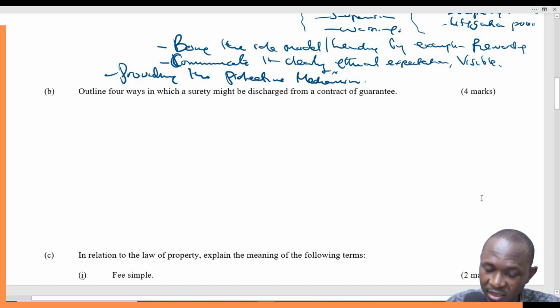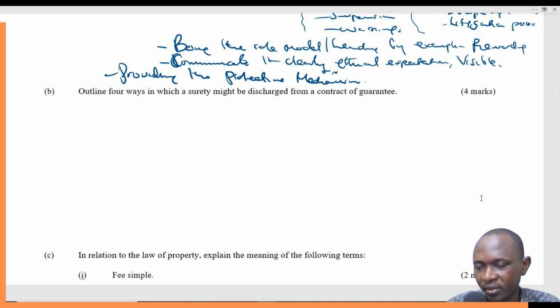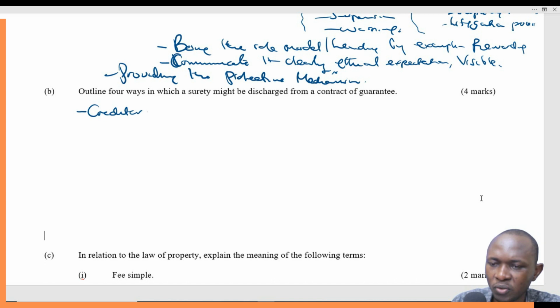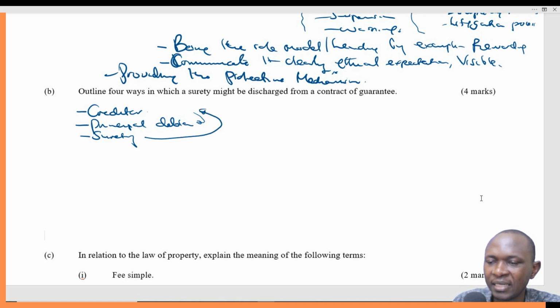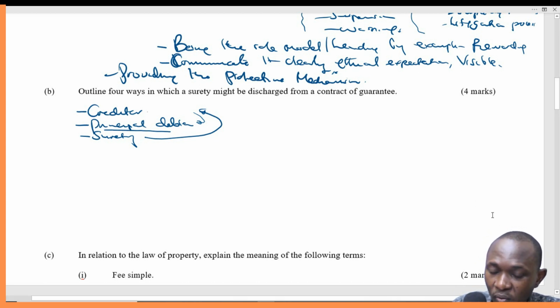Now, a contract of guarantee is a contract where one party promises to stand in for the other in case he fails to meet his or her obligation. The parties are normally the creditor, the one who issues a credit facility; then the principal debtor, the one who benefits from that facility; and then the surety. The surety is the one who assures the creditor that in case the principal debtor fails to pay, he will stand in for him. We normally call him the guarantor. So he assures the creditor that he will pay in case the principal debtor fails to pay. So the surety is the one who gives the guarantee.